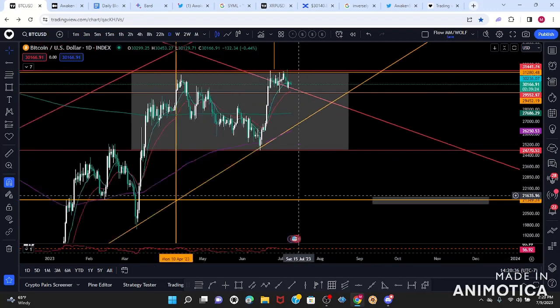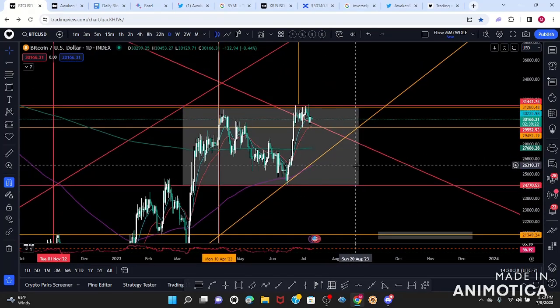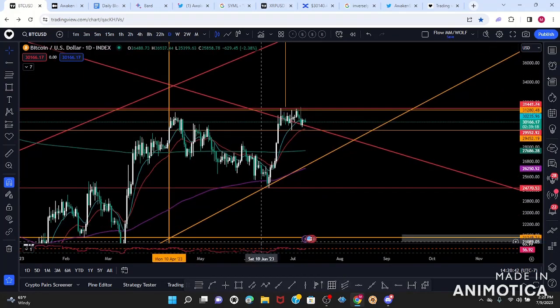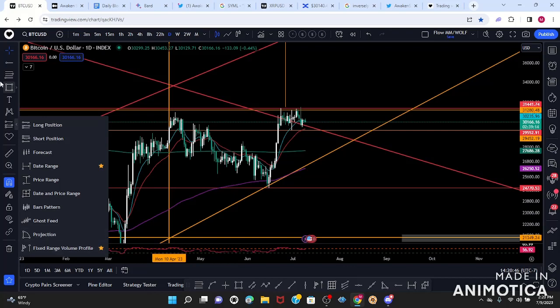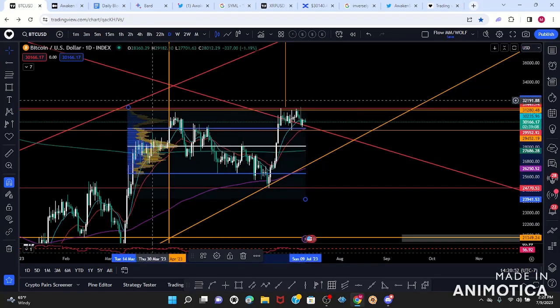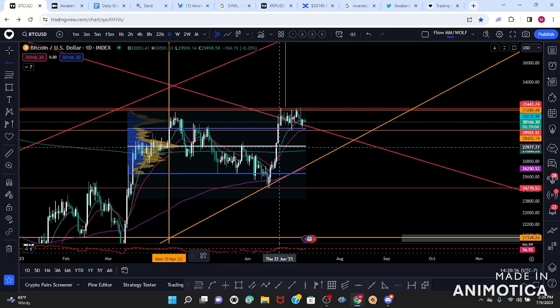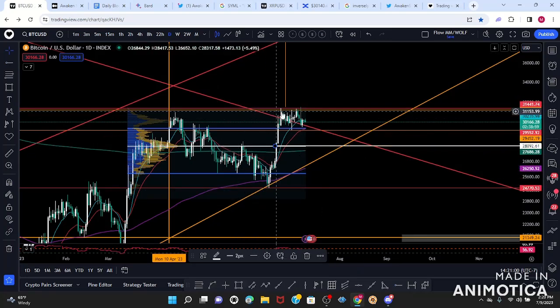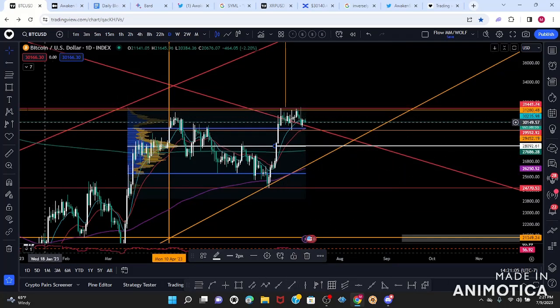What can we see? What I like to do as a day trader on the daily, finding my contraction phase, is grab the fixed range volume profile, and it's free. It's one of your tools right here, and just highlight your daily contraction phase. I'm going to label my daily POC. It just gives me a sense of where price action could gravitate to next.